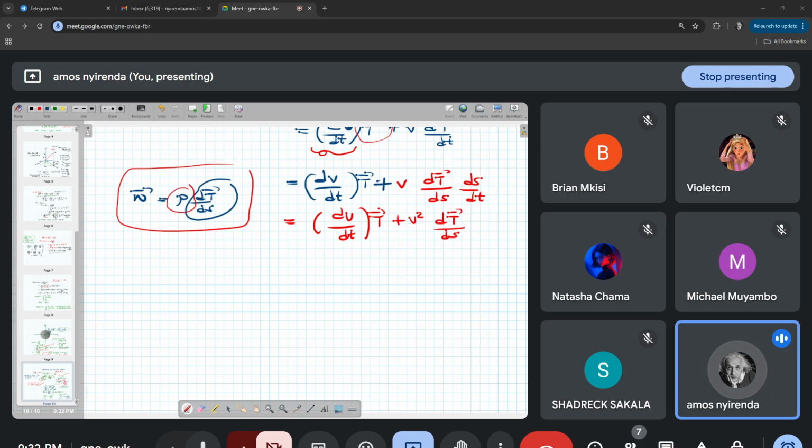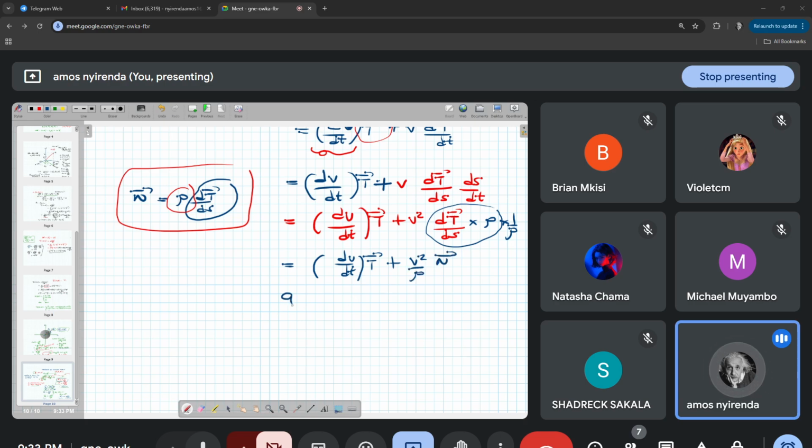So to introduce this rho in this formula, I have to multiply by rho and then divide by rho. You can see that I've not changed anything. So here, this rho with this term is going to give me n. So finally, I'm going to get dv divided by dt and then t, and then plus, this is going to give me n, so I'll have v squared divided by rho in the direction of n.